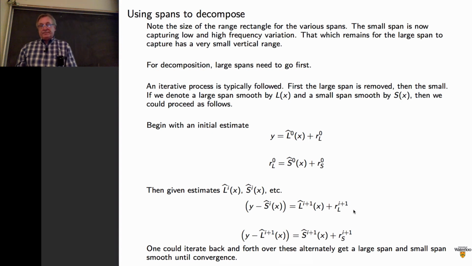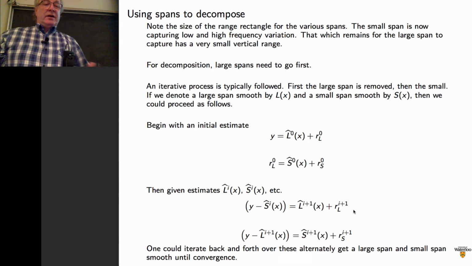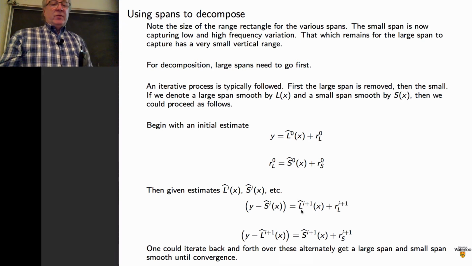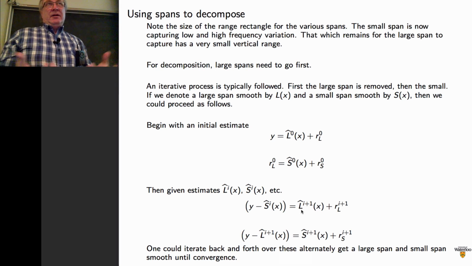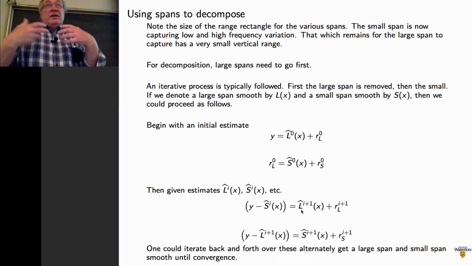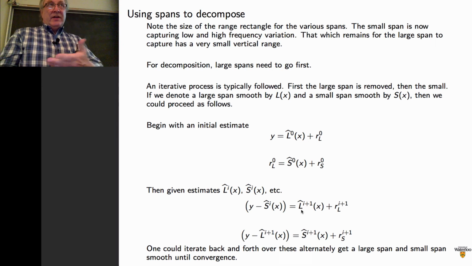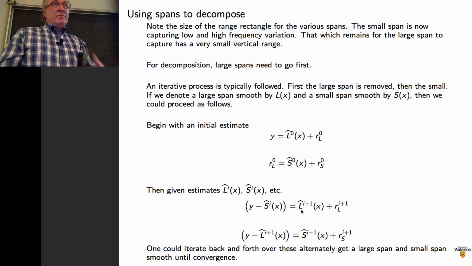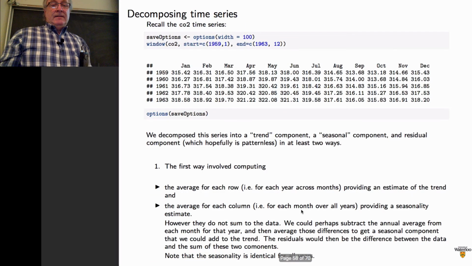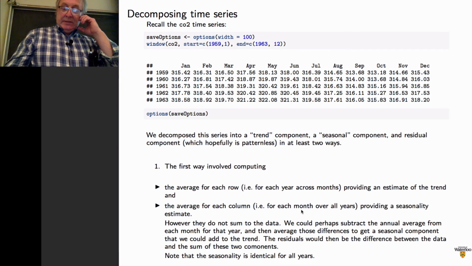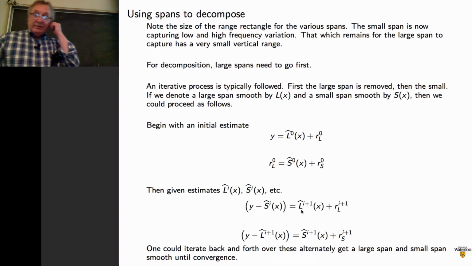Okay? So just going to move back and forth until eventually I'm hoping that what I'm left with is a long span that's sort of uncontaminated by whatever short span I had, and a short span uncontaminated by whatever I started as a long span, that I'm actually getting close to some independent representation. All right? So I could do that back and forth.